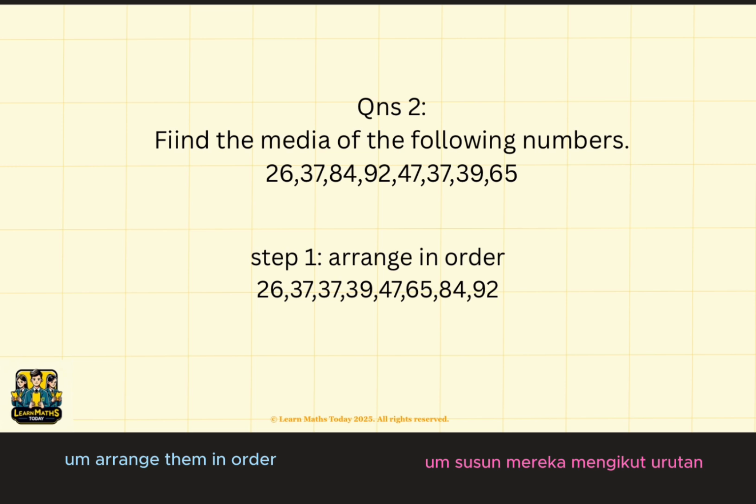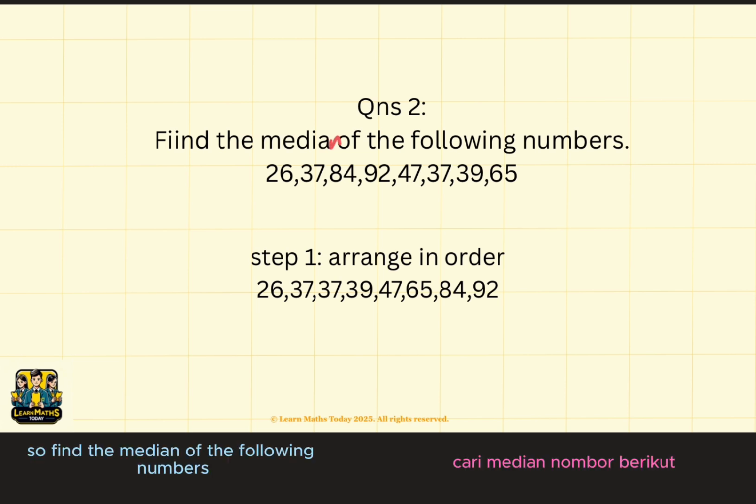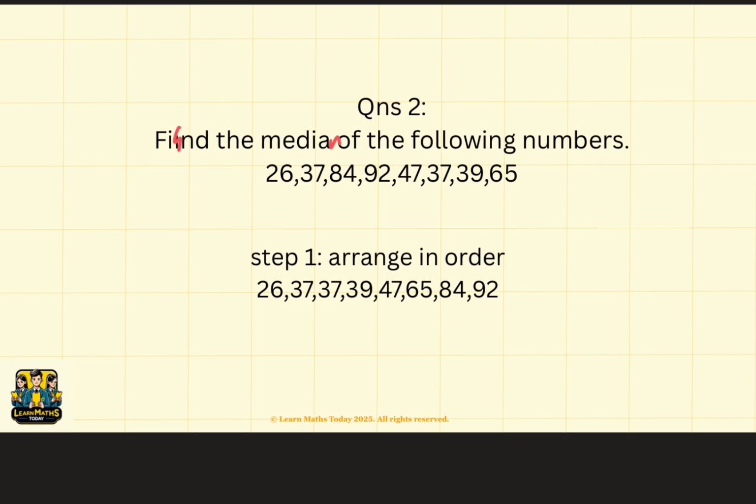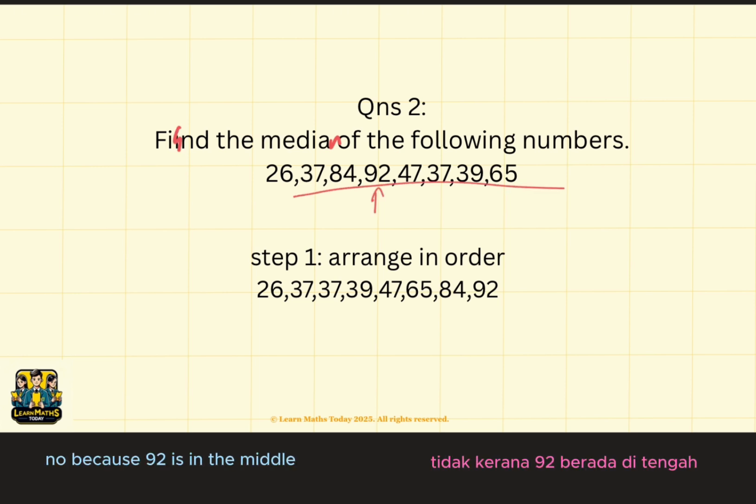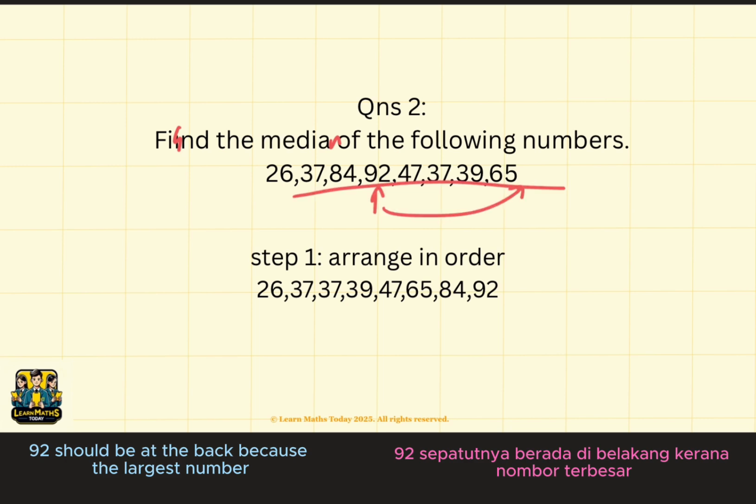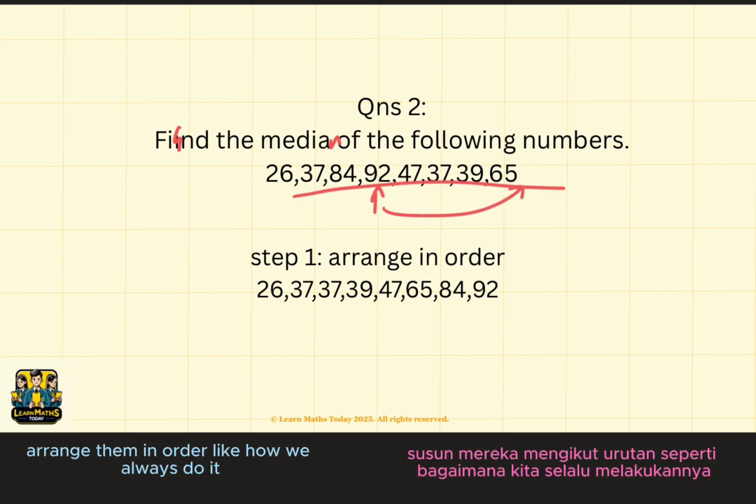In this case, arrange them in order. So find the median of the following numbers. Is it arranged in order? No, because 92 is in the middle. 92 should be at the back because it's the largest number, right? So step 1, arrange them in order, like how we always do it.